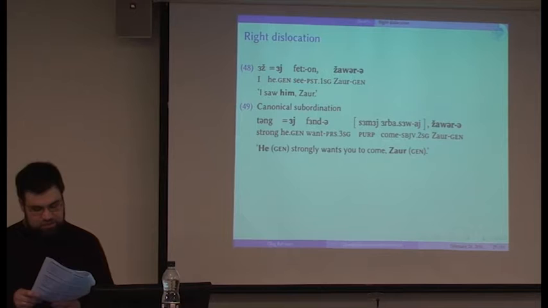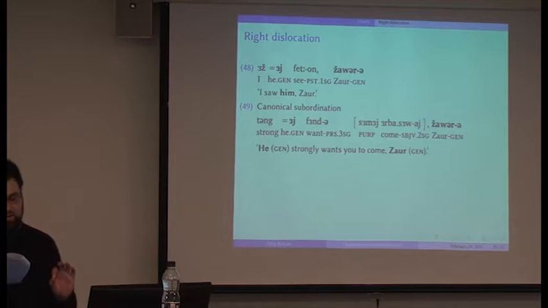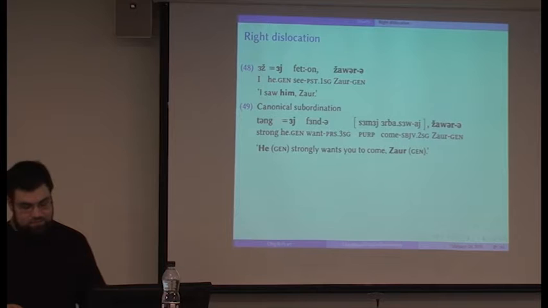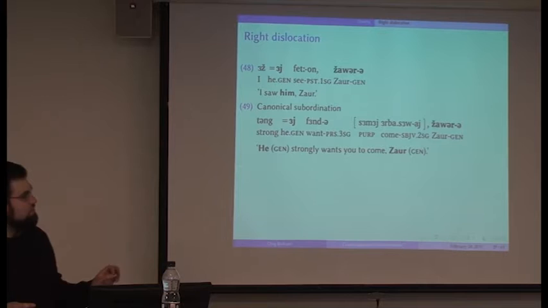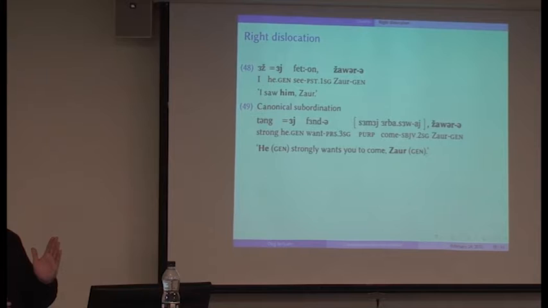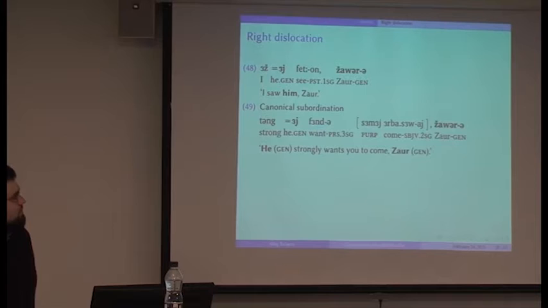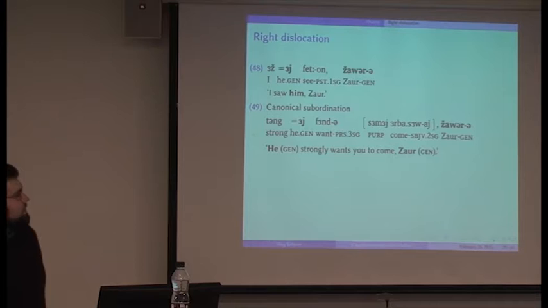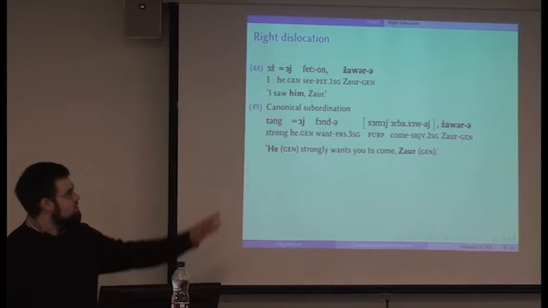And generally, it is the case that this dislocated element has to be related to the clause that lies exactly to its left. So in a subordinating construction, it's possible to interrupt the main clause and the main noun phrase which corresponds to the clitic by a subordinate clause. Because technically, the right dislocated element still is a neighbor of the main clause, because the subordinate clause is embedded within it. So he strongly wants you to come, Zauer. Here, the verb to want subcategorizes for genitive case of the experiencer. And as you see, the clitic is found in the main clause, Zauer is found after the subordinate clause, and Zauer is co-referenced by the clitic.